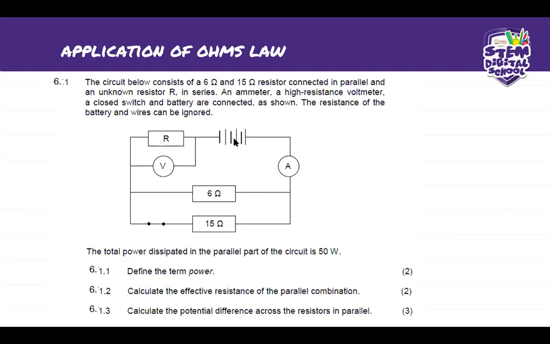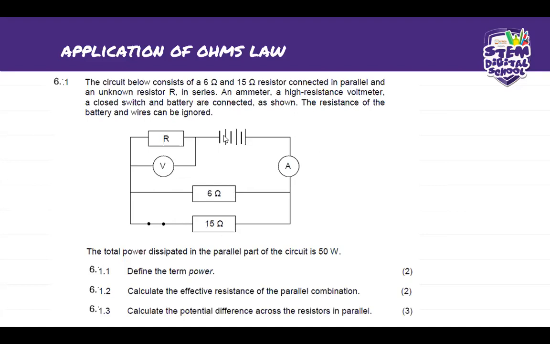An ammeter, which is this one, a high resistance voltmeter, which is this one here, a closed switch, which is this part here. This is a closed switch, guys. And a battery, this is our battery, are connected as shown. The resistance of the battery and wires can be ignored. So this is our wire. This that is connecting all the components together is a wire, and it's the one that carries the electric current through this circuit.